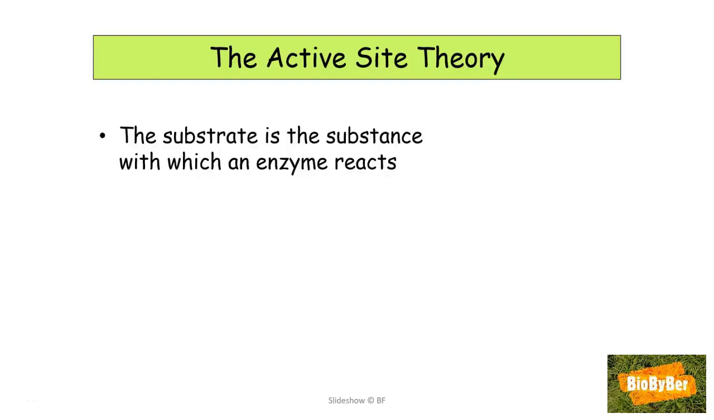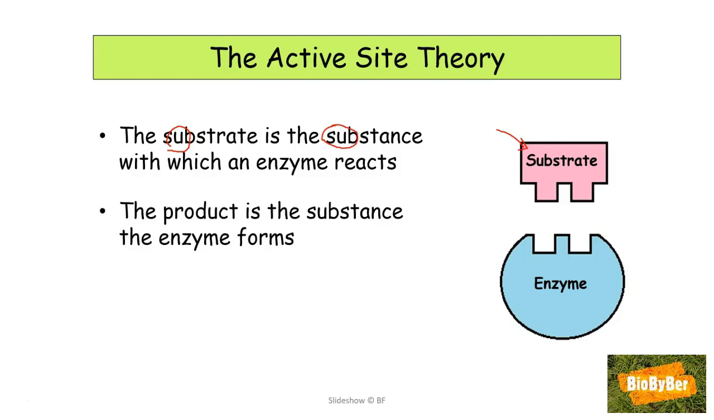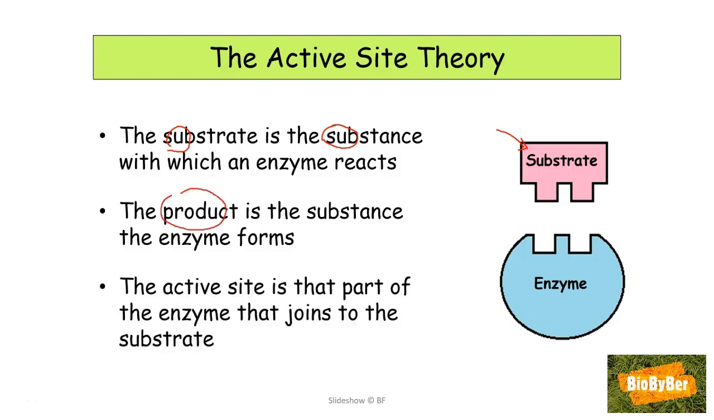The substrate is the substance upon which an enzyme reacts. SUB in substrate, SUB in substance, represented here in the pink. The product is the substance the enzyme forms. In other words, the substance that's produced. Again, product and produced. The active site is that part of the enzyme that joins or matches the substrate, seen here.